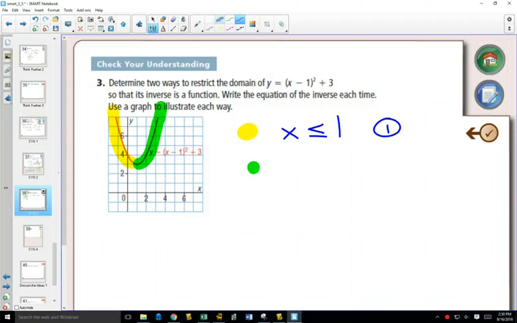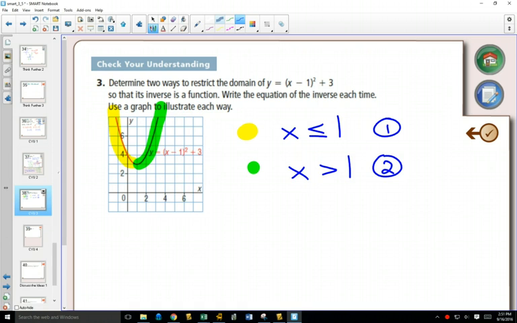to restrict our domain. We could also take the other half. If we took the other half, then we would be looking at x bigger than 1. And it wouldn't matter if you put bigger than or equals or bigger than, but since I'm splitting it up in half and I kept 1 with the yellow one, I decided not to keep 1 with the other one. And that is a second way you could restrict it. And both the yellow and the green pass the horizontal line test.